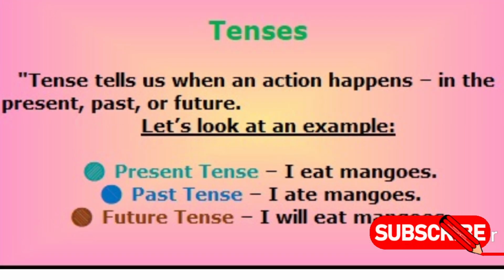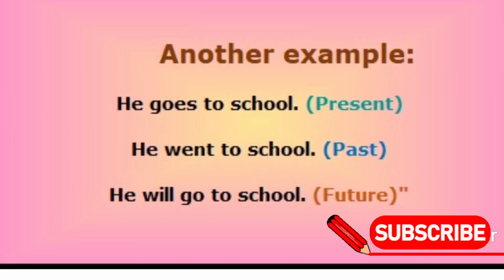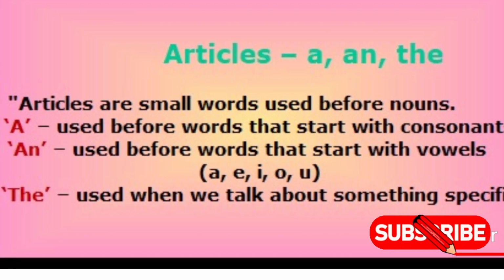Tenses. Tense tells us when an action happens, in the present, past, or future. Let's look at an example. Present tense, I eat mangoes. Past tense, I ate mangoes. Future tense, I will eat mangoes. Another example. He goes to school. Present. He went to school. Past. He will go to school. Future.